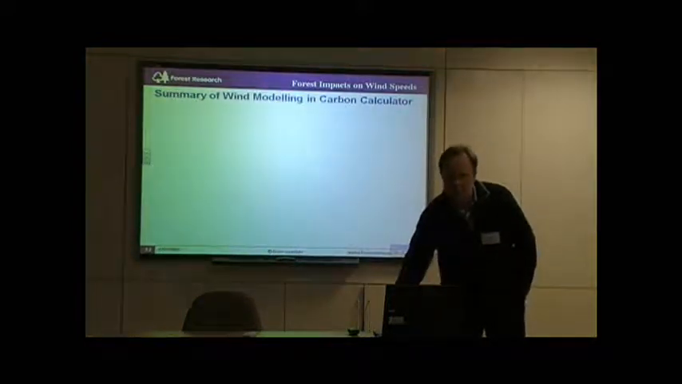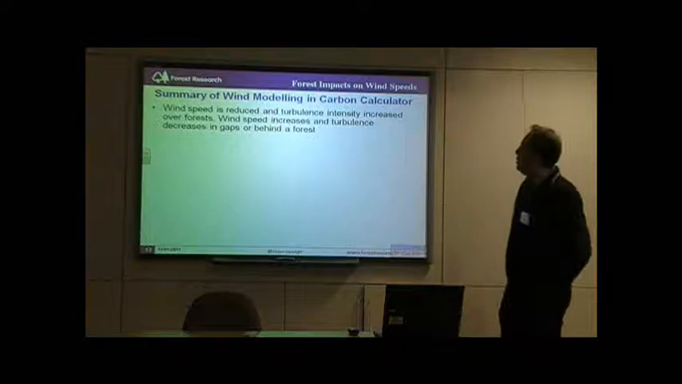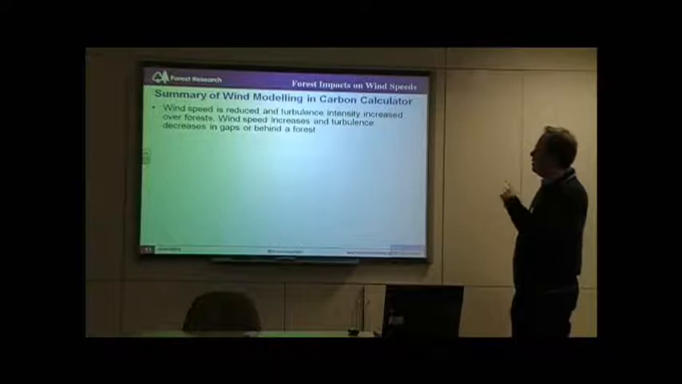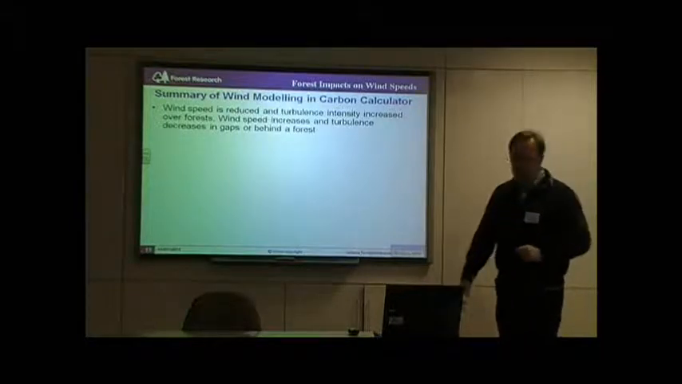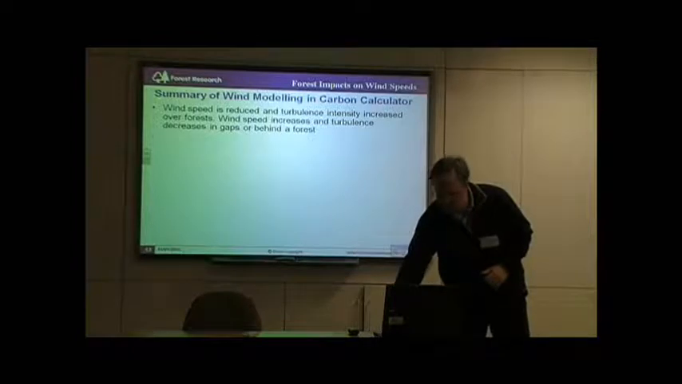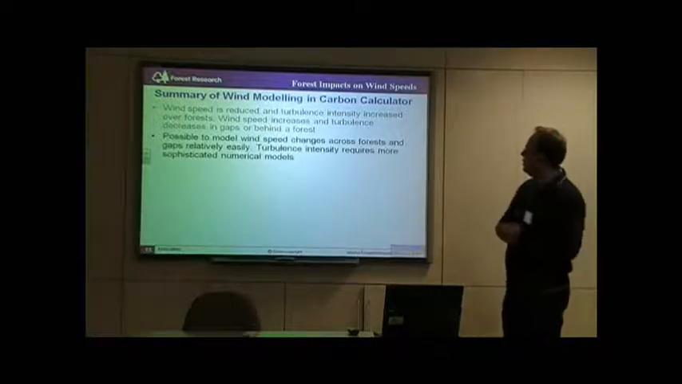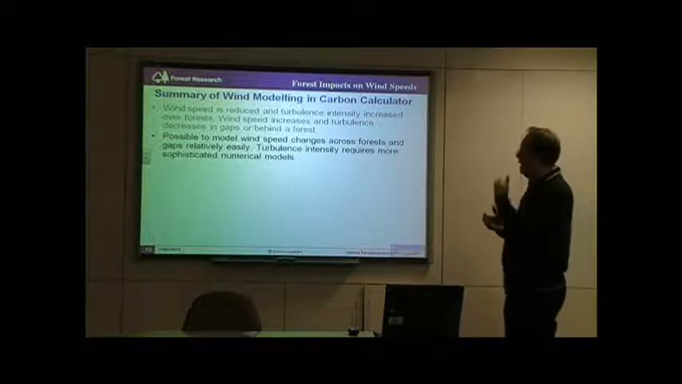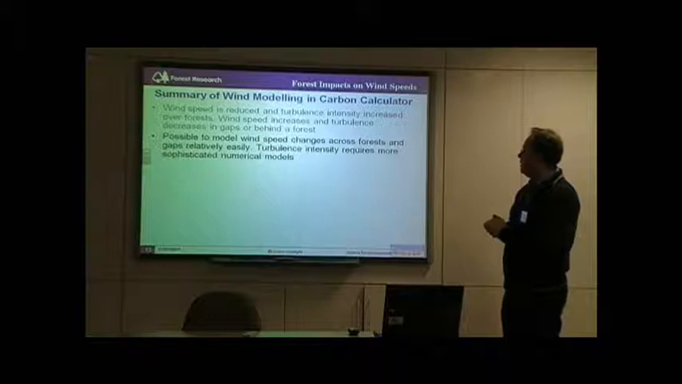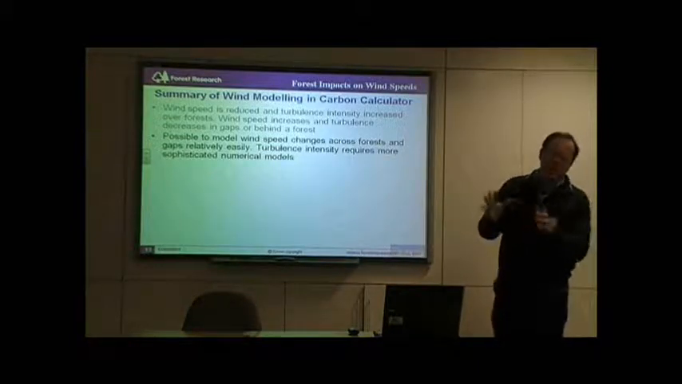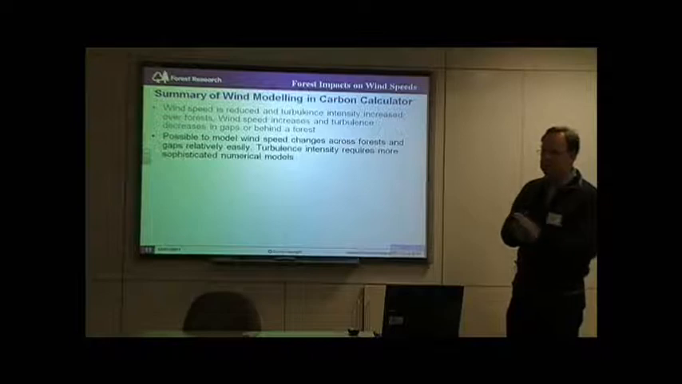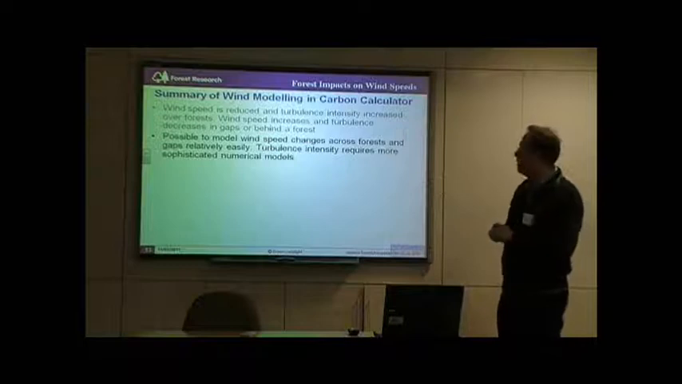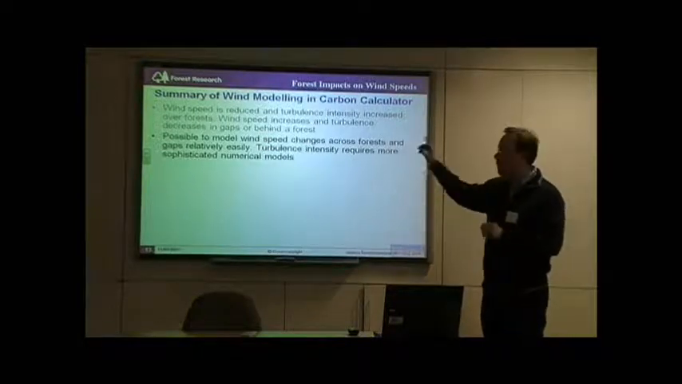Okay, quickly summarising, because I'm sure everybody's very hungry. Wind speed is reduced and turbulence intensity increased over forests, and wind speed increases and turbulence decreases in gaps or behind the forest. Okay, stating the obvious. It's possible to model the wind speed changes across forests and gaps relatively easily, and we have that in the tool. And turbulence intensity would require more sophisticated numerical models. I've got some ideas how to do it more simply, but I haven't fully tested those at the moment, because I know that worries the industry a lot, and I'd like to include it, but I'm not promising anything.